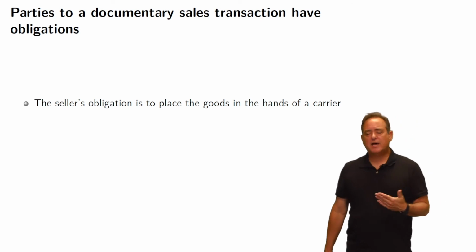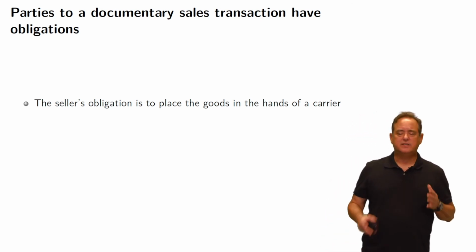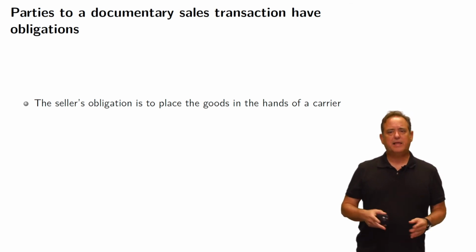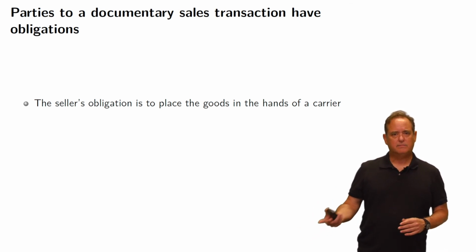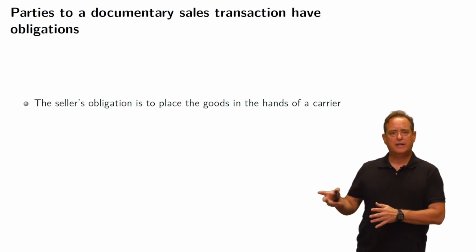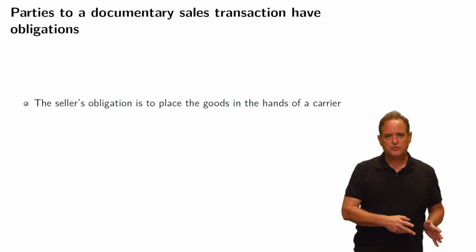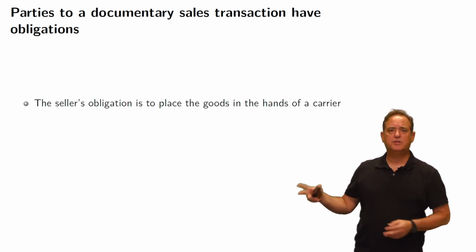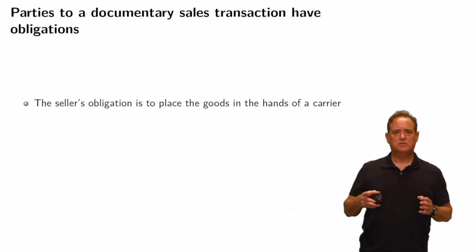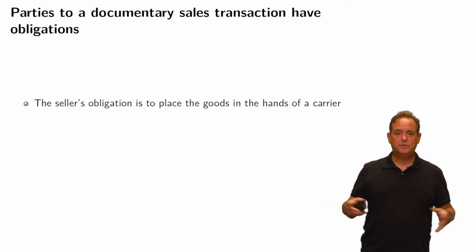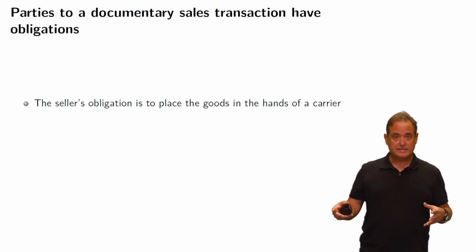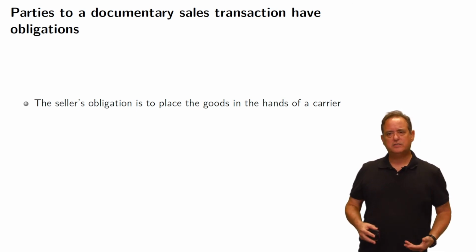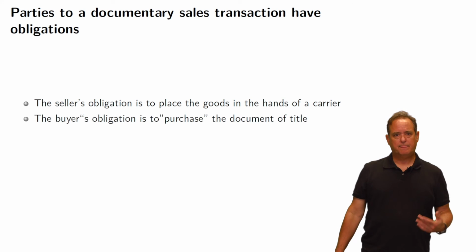Now, parties to a documentary sales transaction have goods. The seller's obligation in a documentary sale is to place the goods in the hands of a carrier. A carrier is that third party that is going to take the goods from the seller's place of business or factory and transfer them to the buyer's place of business. So a carrier could be a number of different entities along that route. The seller's obligation is to place the goods into the hands of a carrier.